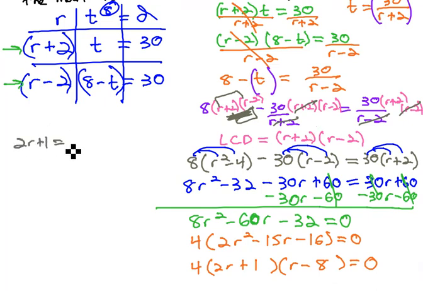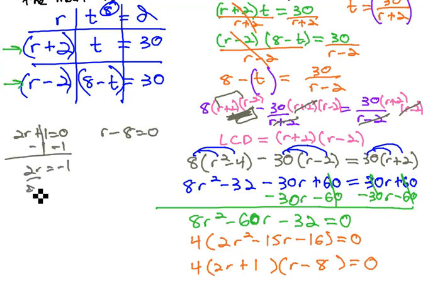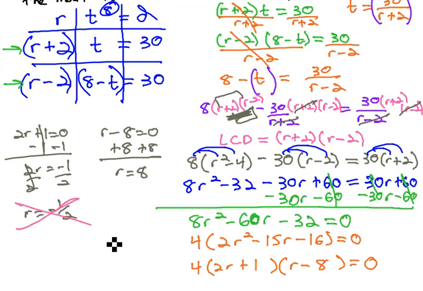2r plus 1 equals 0, and r minus 8 equals 0. Subtract 1, 2r equals negative 1, divide by 2, r equals negative 1 half. Or, more interesting is when we add 8, because this is going to give us a positive answer, r is equal to 8. He can't row a negative speed, so the solution must be he rows 8 miles an hour in still water.